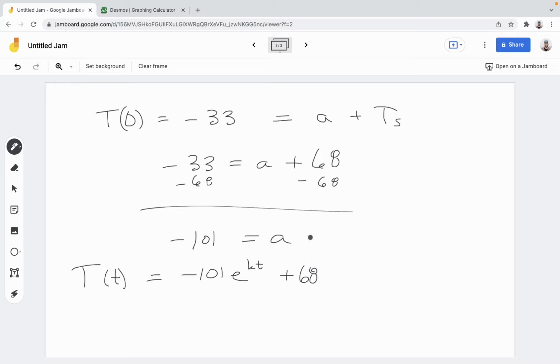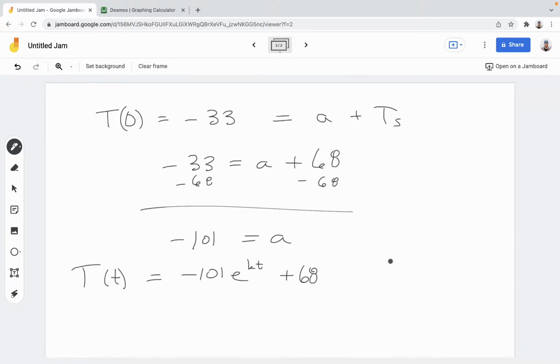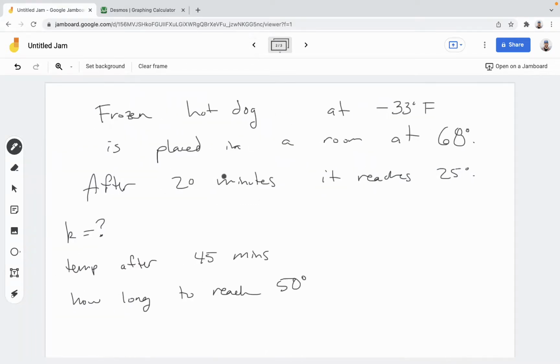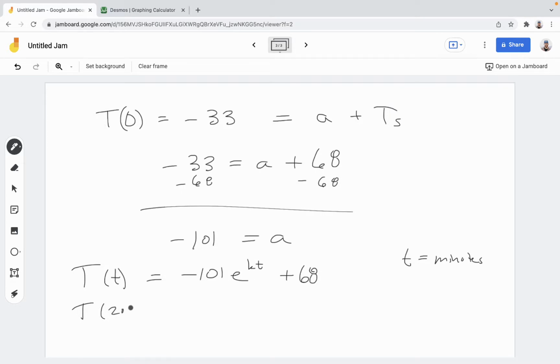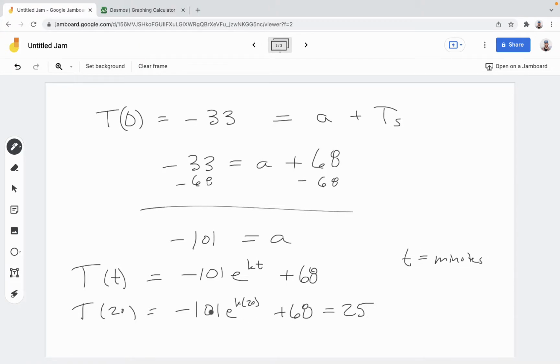Now I'm going to use that reference point. The reference point is after 20 minutes, it's 25 degrees. So one thing I'm going to note is that t equals minutes. That could vary depending on the problem. So this one said after 20 minutes, it was 25 degrees. So T of 20 is negative 101 e to the k times 20 plus 68 equals the temperature of 25 degrees. Now I want to solve for k. So I'm going to subtract 68 and divide by negative 101.